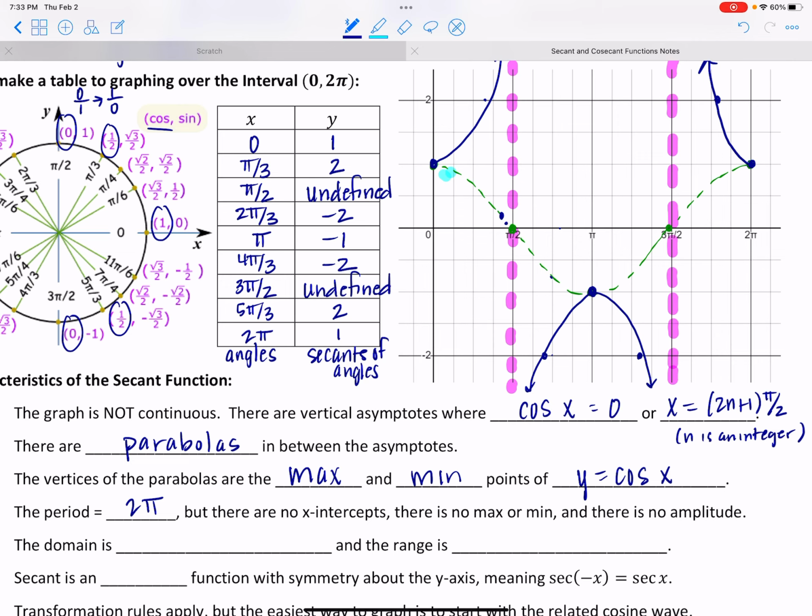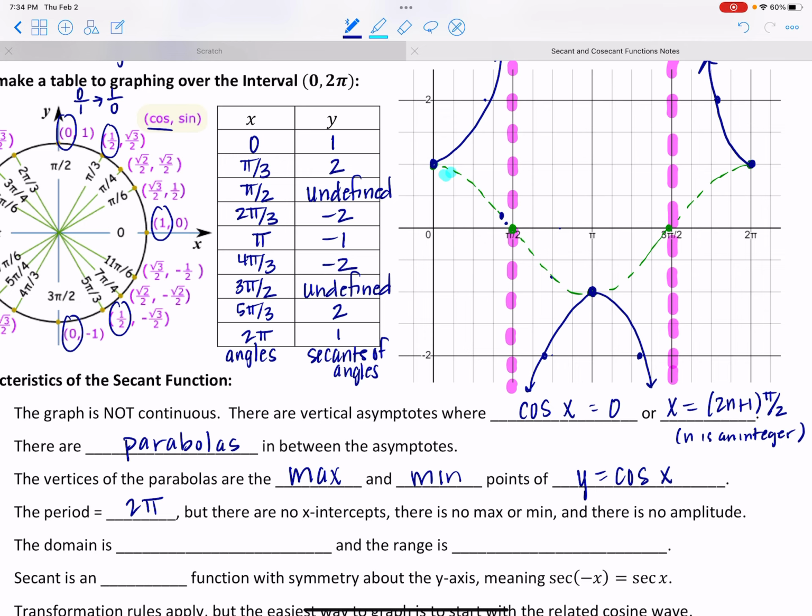But unlike our cosine curve, we don't have a max or a min. Those parabolas up at the top there are going to go up forever. The parabola down at the bottom there is going to go down forever. So there's no max, no min for secant. There is obviously for cosine, but not for secant. And because there's no max or min, there's no amplitude. So a lot of the terminology from before does not apply here.